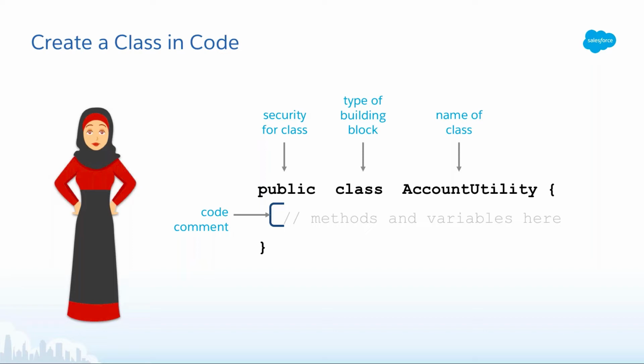First, we say what part of the org can access this class. This is your access modifier. In this case, the class is public, which means that all parts of the org can access this class. Next, we have the type of building block that we're creating, in this case, a class. And the last part of that first line names our class, account utility. Then we have two curly braces, and the contents of the class, the variables and the methods, go between the two curly braces. You can think of them as bookends for your class.